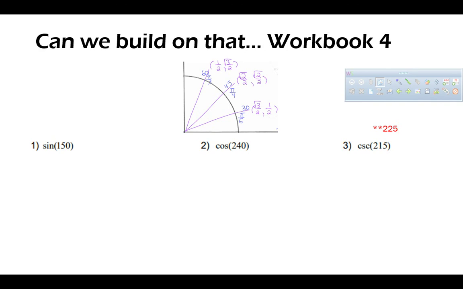Everything has a denominator of 2, so they're all over 2. And all of them are square rooted on the top except for 1, because the square root of 1 is just 1. So we just leave that square root off.